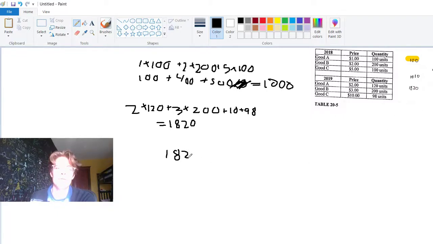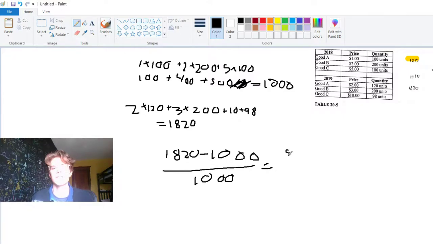New minus old over old equals, this is going to be 820 over 1,000. So we can say that it increased by 82%.